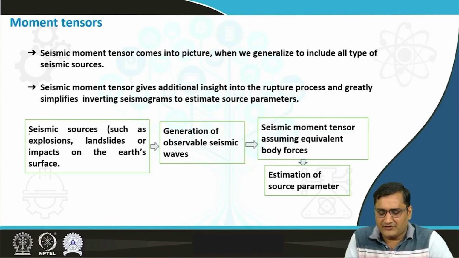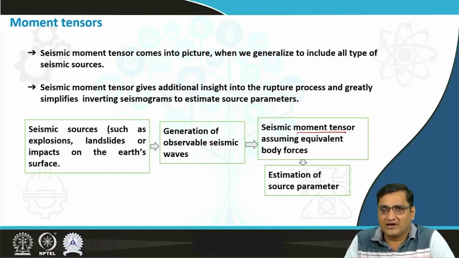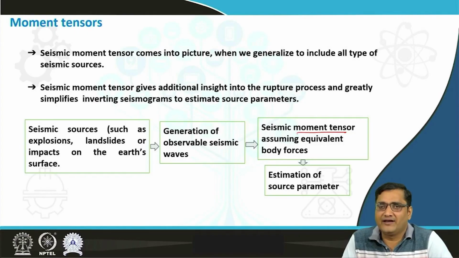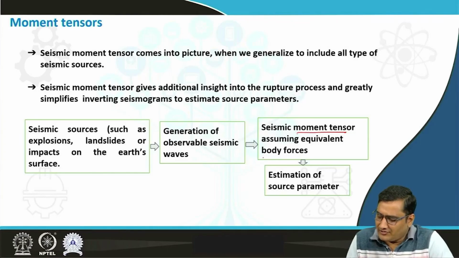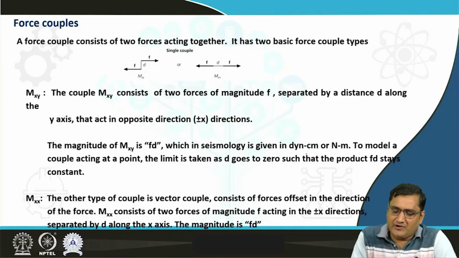Seismic sources, let's suppose an explosion, landslide or impact on the earth's surface, may all generate seismic waves, or you can say you can observe those seismic waves, and these seismic waves can be used to find out the seismic moment tensor by assuming the equivalent body forces. The moment tensor can give you the idea of source parameters. That is basically our aim, to find out the fault geometry. Since now we are talking about body forces, let's talk about the force couple.